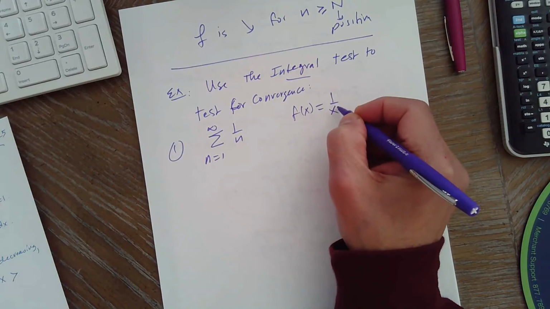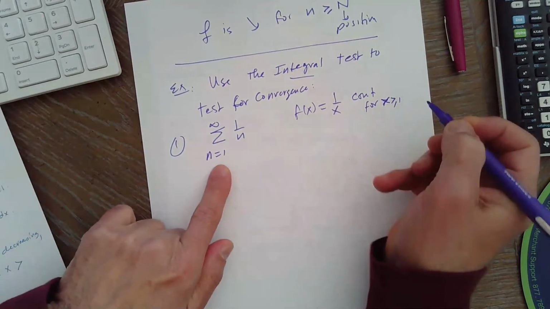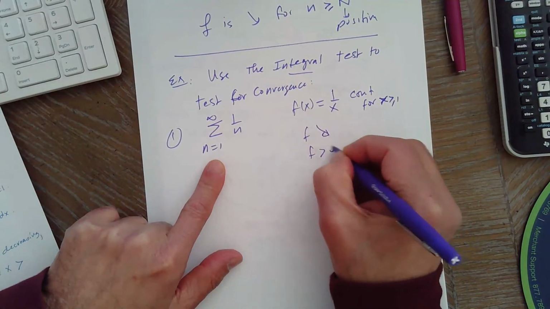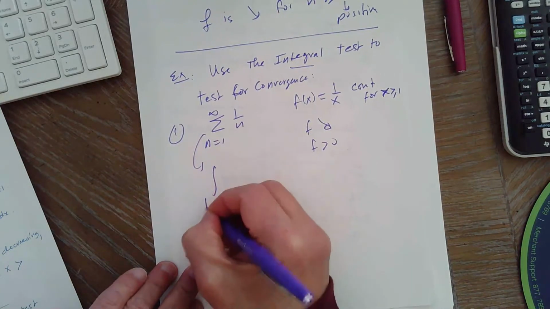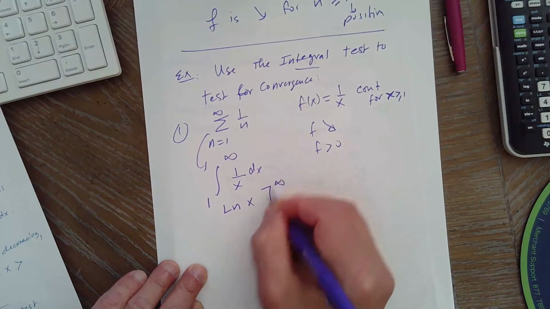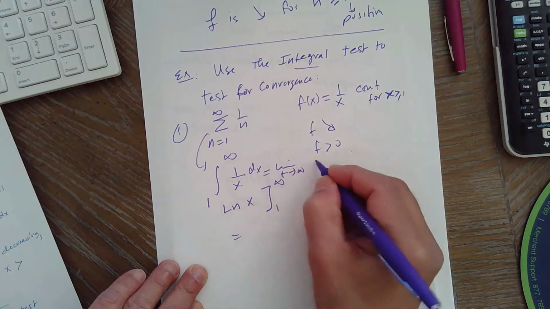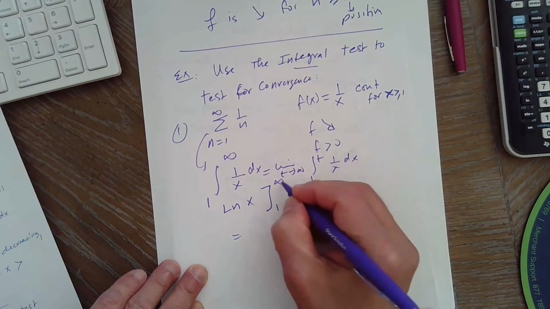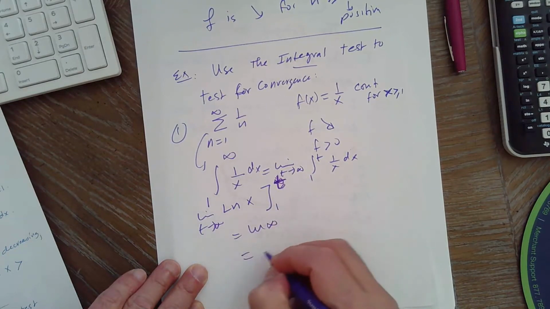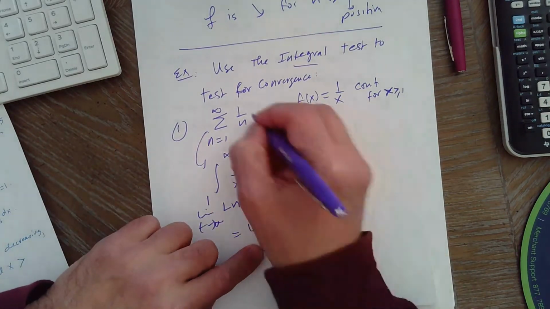This is continuous for x greater or equal to 1. That's what matters, right? It's not continuous at 0, but who cares? And it's decreasing, and it's positive. So it satisfies the integral test. So we do the integral 1 to infinity 1 over x dx. It's ln of x, which is the limit as t goes to infinity of the integral from 1 to t of 1 over x dx. We're going to do the limit as t goes to infinity, which would give me ln of infinity, which is infinity. So the integral diverges, so the series diverges.